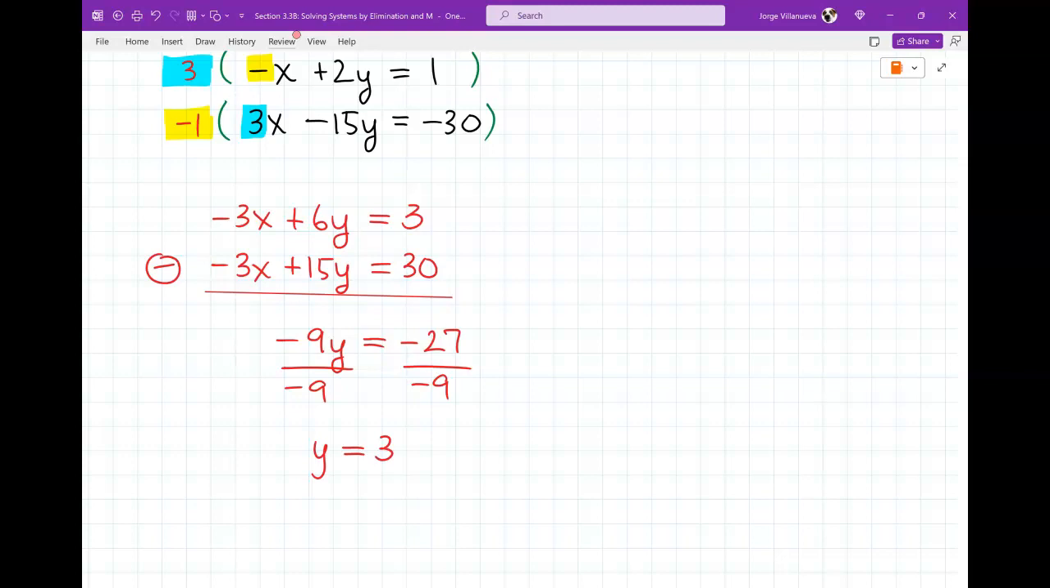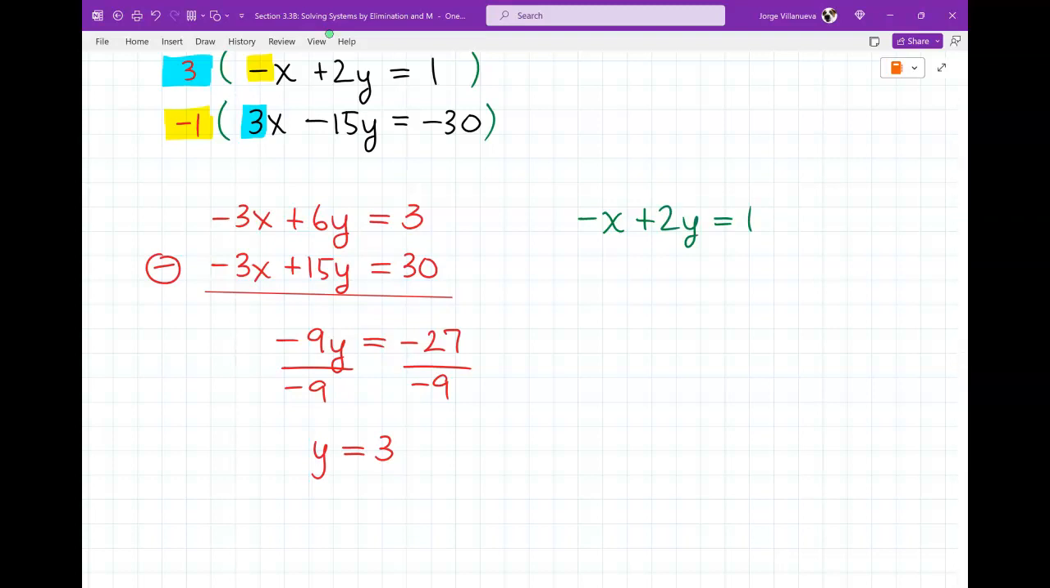All right, so all you have to do is get your y equal to 3 and plug it into any one of the two original equations. Which one do you guys like, the top or the bottom? Top, all right. I'm hearing top, so here we go. Negative x plus 2y equals 1. I like that one too.